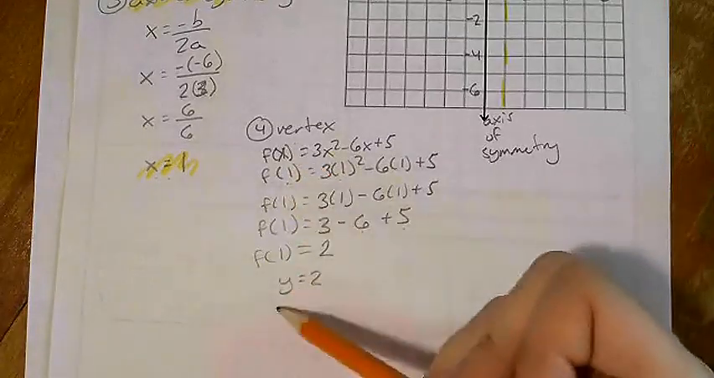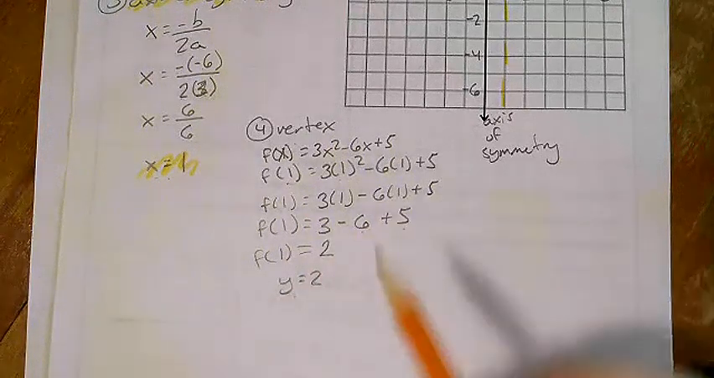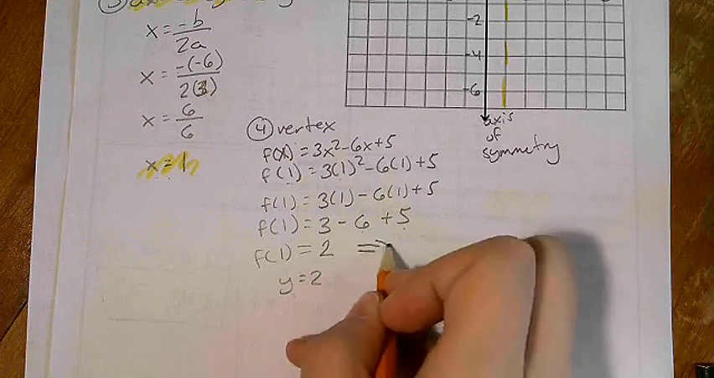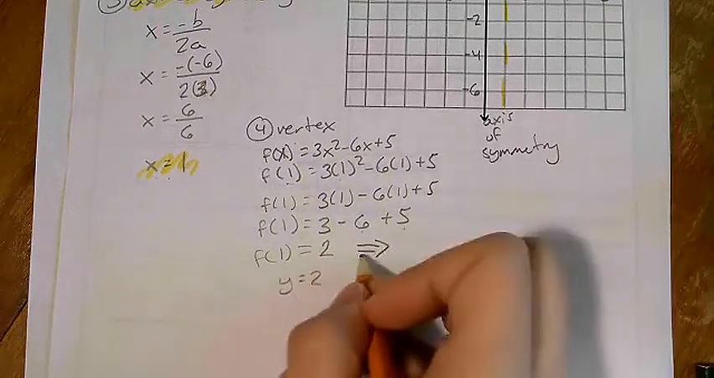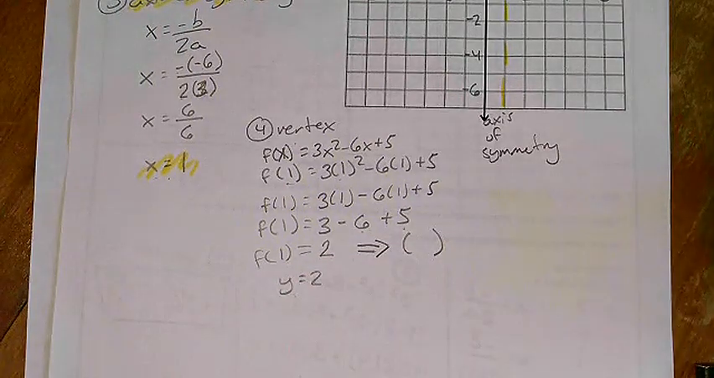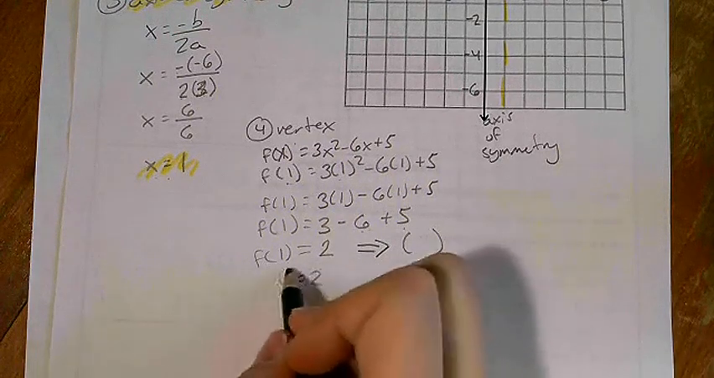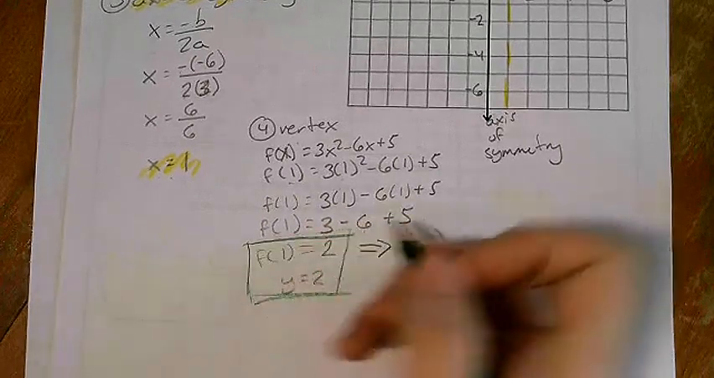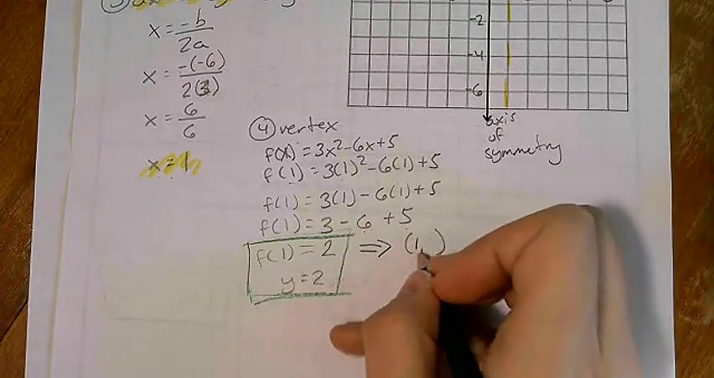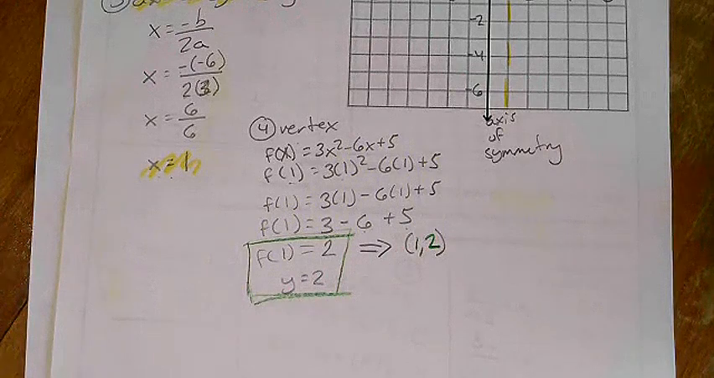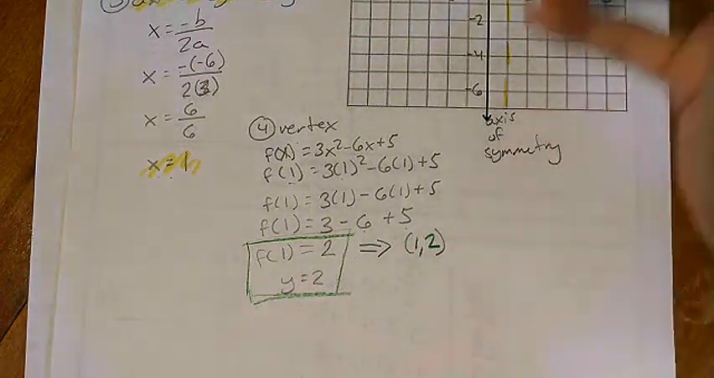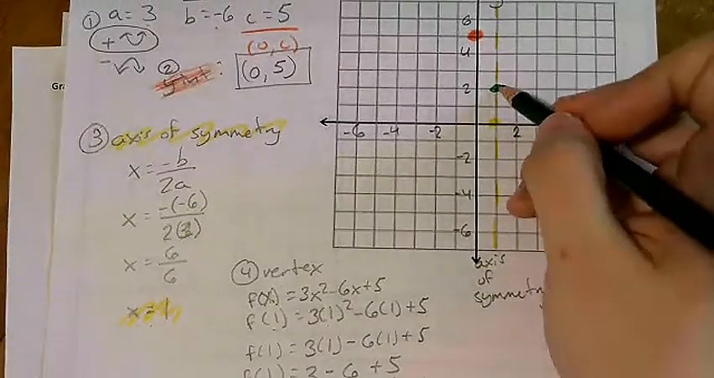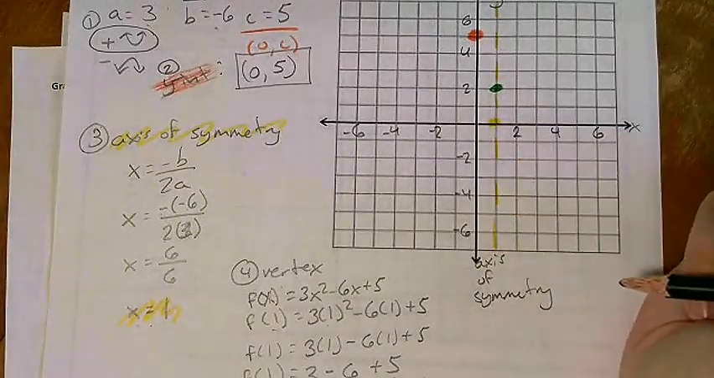If you really don't like your f of x, you can always change this into a y. Remember, this just helps us because it gives us the point. That's why I like to use it, because this is the point for the vertex. I don't care which way you write it, but the vertex is at the point (1, 2). So I go to 1 and 2 on my graph. That is my vertex right there.